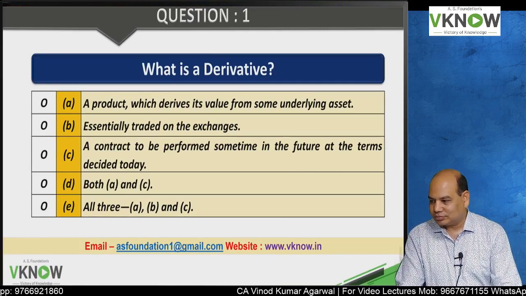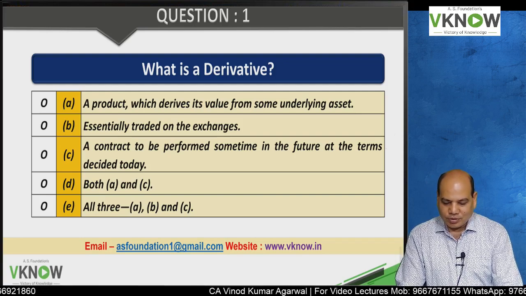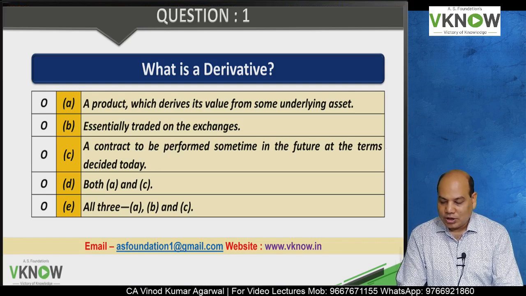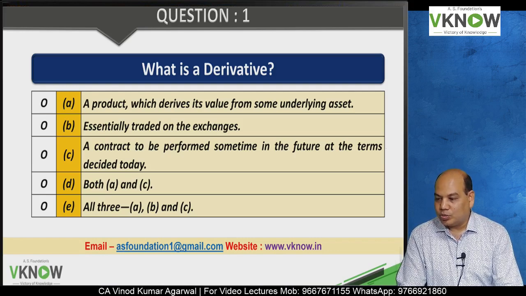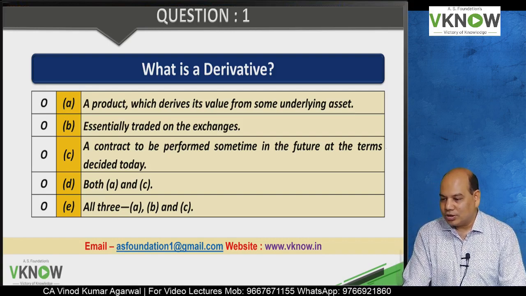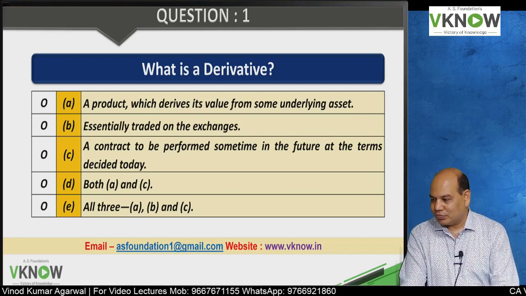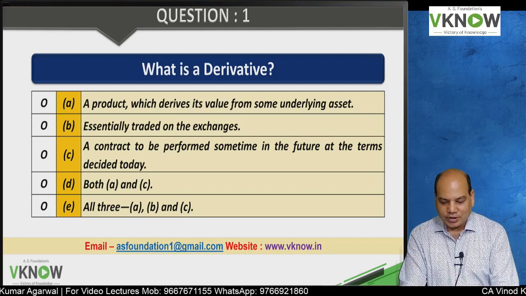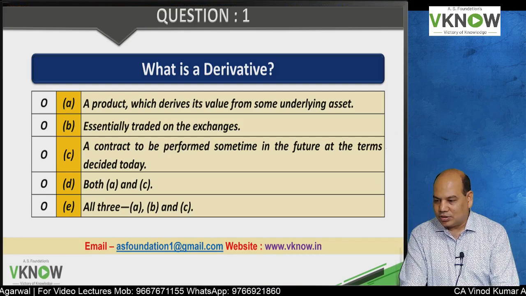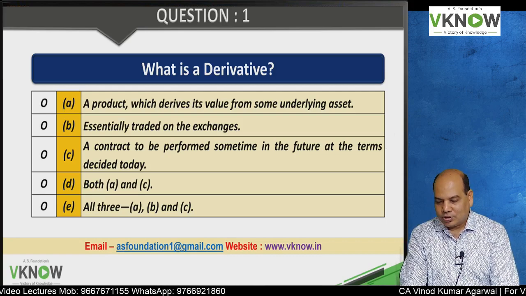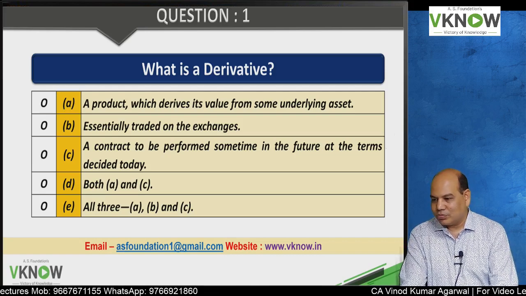Question number one. What is derivative? There are five options in this question. A: a product which derives its value from some underlying asset. B: essentially traded on the exchange, a contract to be performed sometime in the future at the terms decided today. C: both A and B. D: all the three. Which option is right? Please reply. Or only A, only B, only C. So keep your typing board ready and reply.